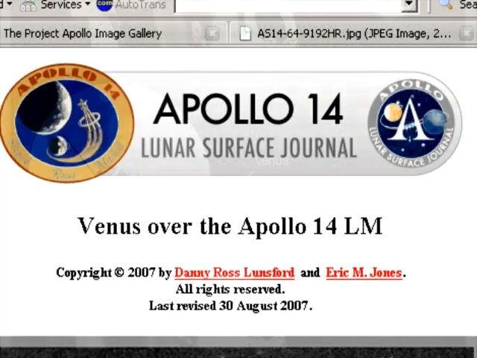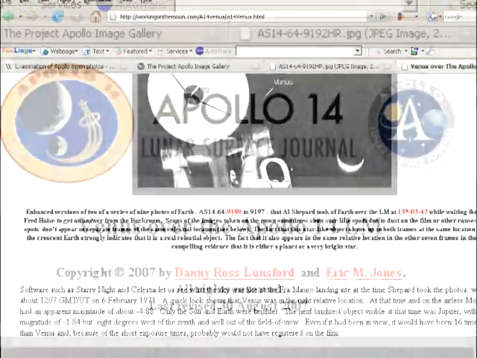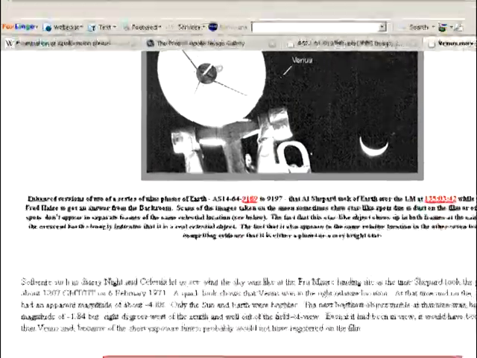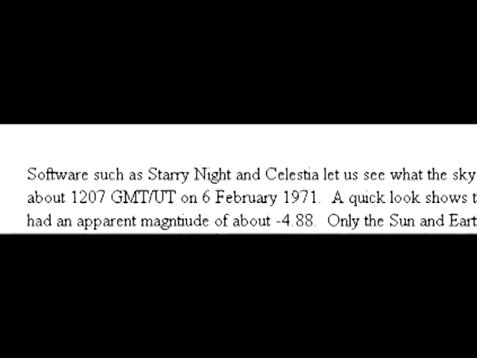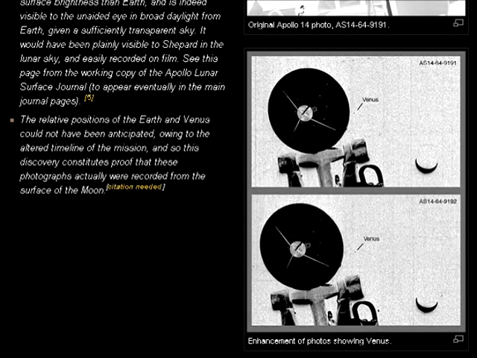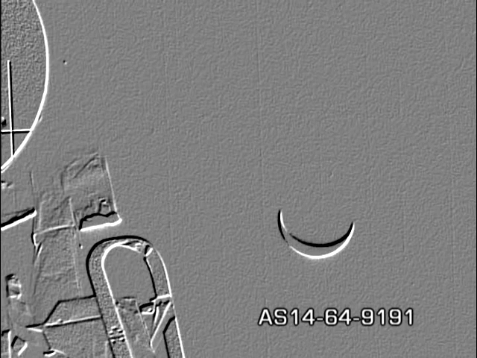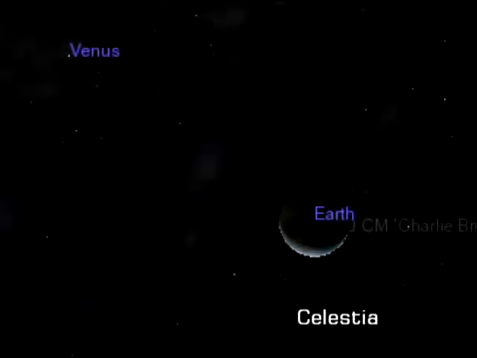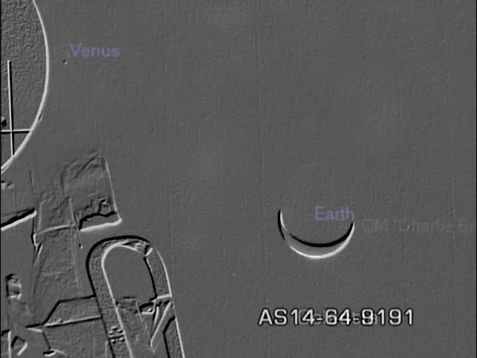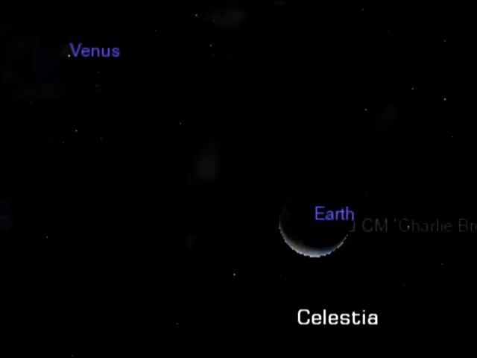But most important of all, the writers at the Apollo Lunar Surface Journal claim to have verified Venus's position using the same Celestia software we've just used. Ironically, as we were told on Wikipedia, the relative positions of the Earth and Venus could not have been anticipated. Obviously not, because as we've just demonstrated, the set designers screwed up the positions real good. And it seems now they are trying to amend that.